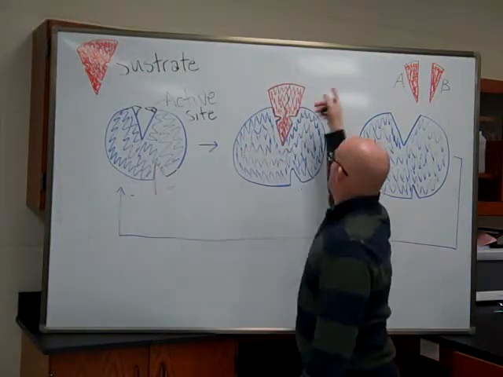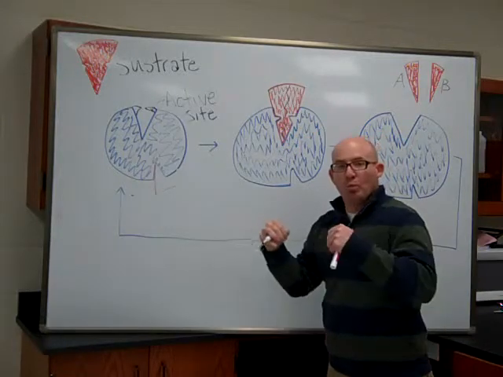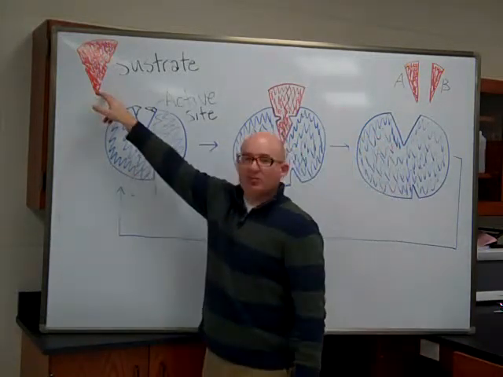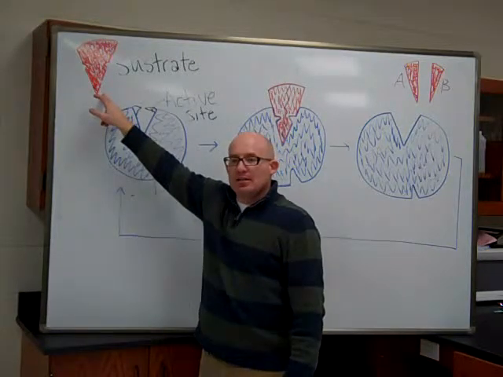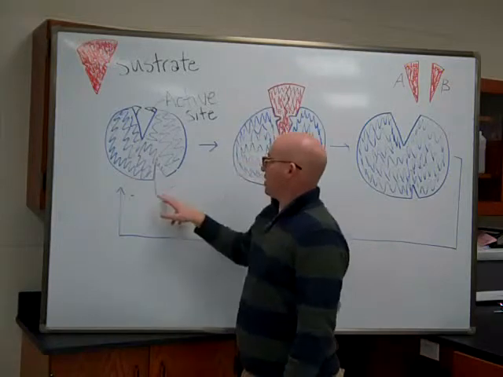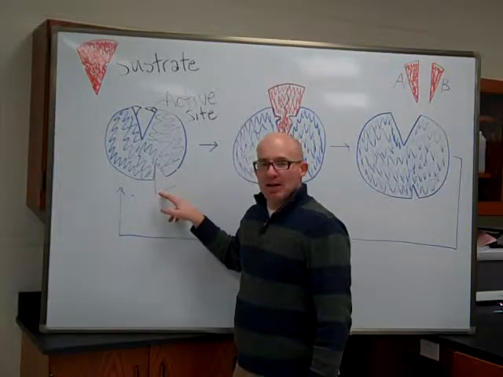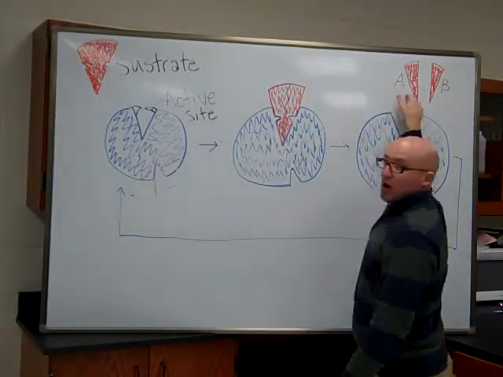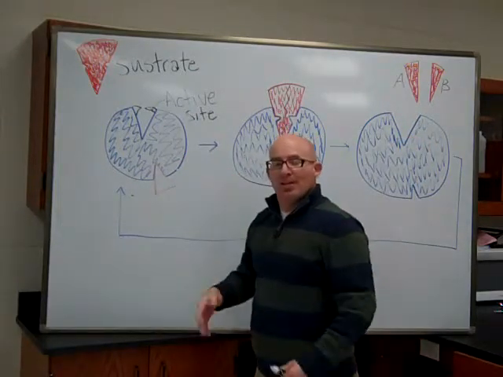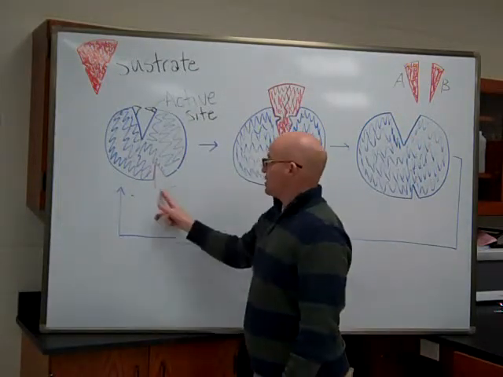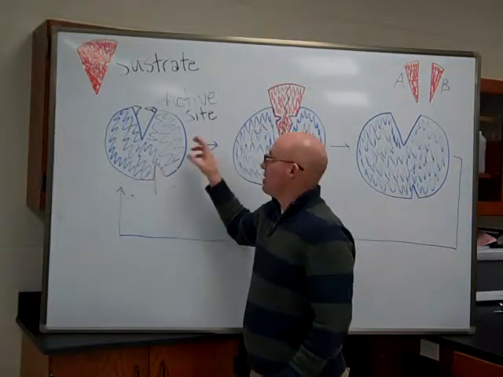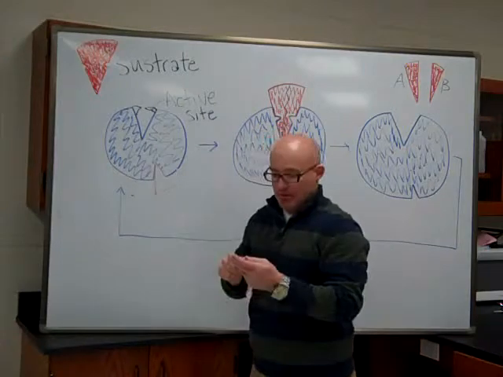So if we have too much product, the body says, whoop, whoop, whoop, we have enough product. We don't really need any more. But we still have substrate to be broken down. The body says, hey, one way we could stop this is to inhibit the enzyme. So let's say product A, there's a whole bunch of it floating around. That tells the body there's too much, and it starts to interact with the enzyme to close that active site down.